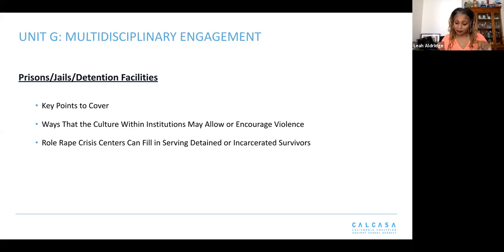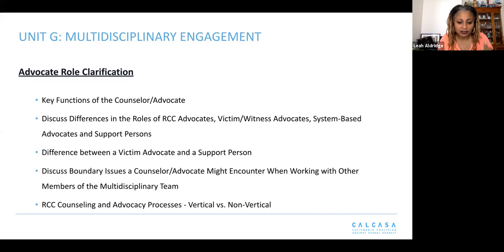So for the clarification for your advocates, if you could go to the next slide, you want your advocates to make sure that they understand that they're there on behalf of the survivor and to continue to center the needs of the survivors, right? But when you are working within these different systems and institutions, it's their house, it's their rules.